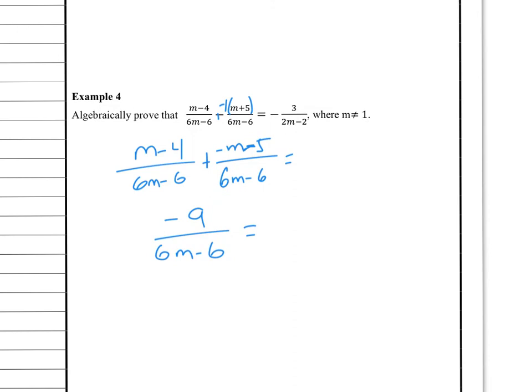Okay, taking a 3 out of each of them, so it's negative 3 over 2m minus 2, which is equal to negative of 3 over 2m minus 2. That is the same. That's a check. And we're good to go. Next problem.